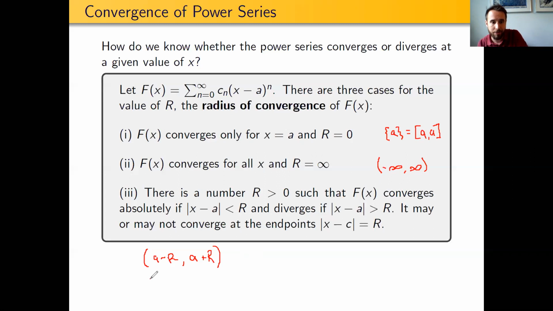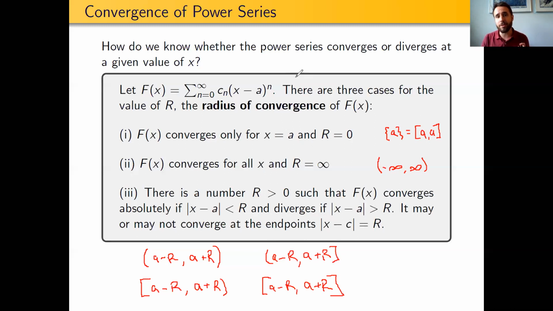So other possible intervals of convergence include the one in which we include the left endpoint but not the right endpoint, the one in which we include the right endpoint but not the left endpoint, and the one in which we include both endpoints. So we end up with something that looks like this. So these are the three possibilities for radius of convergence and the associated intervals of convergence. These are the different kinds of intervals on which a power series might converge.